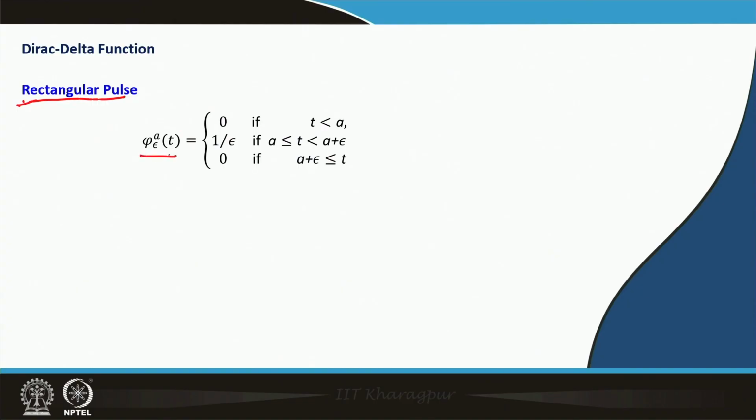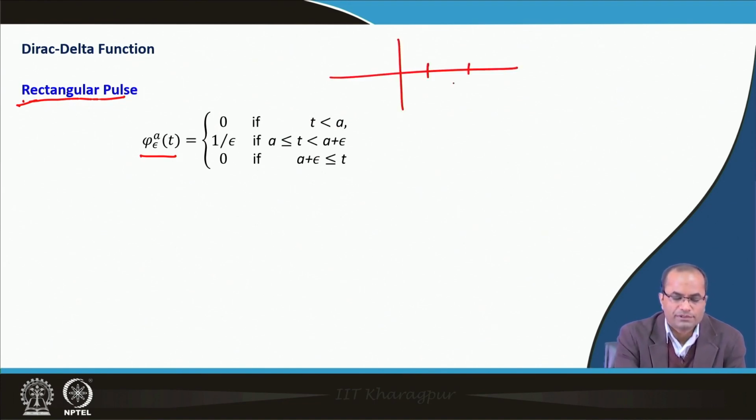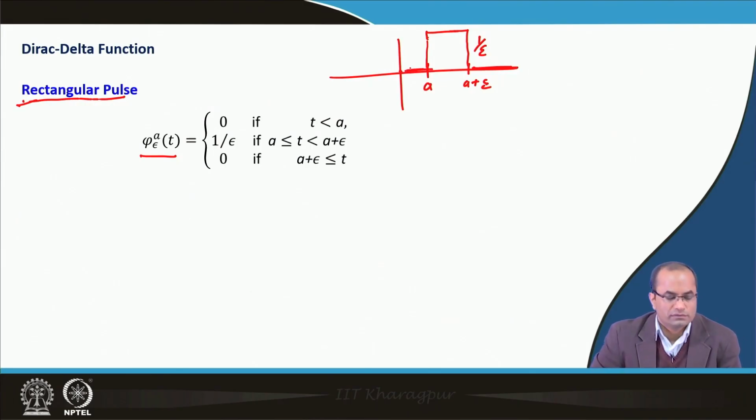So, we define this rectangular pulse phi epsilon a as 0 if t is less than a, and between a to a plus epsilon we define it as 1 over epsilon. So, the height is 1 over epsilon from a to a plus epsilon. Otherwise, in this region and the region before it, it is 0. So, this is the so called rectangular pulse function.